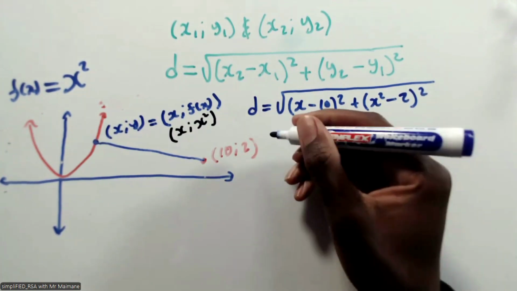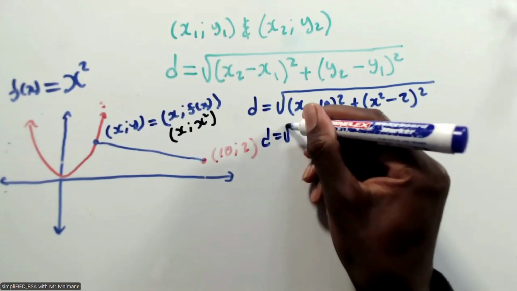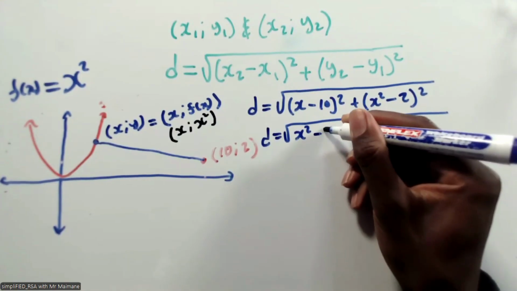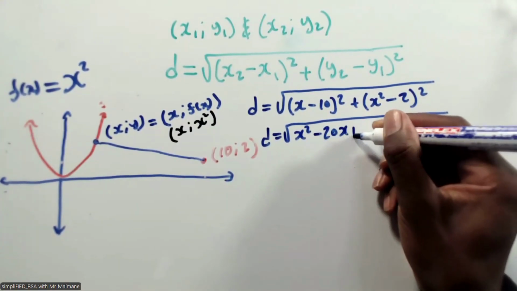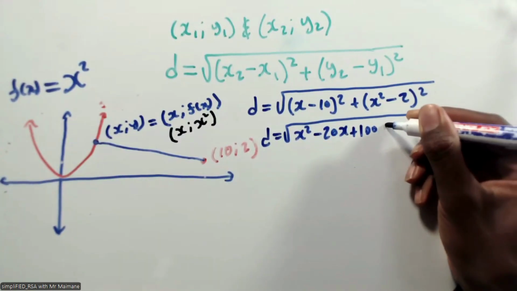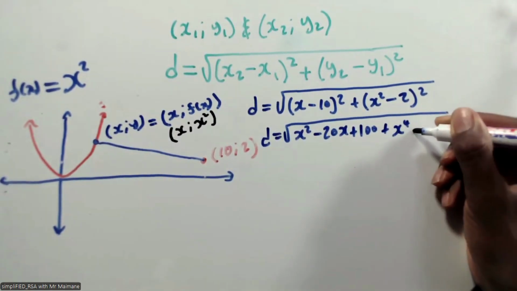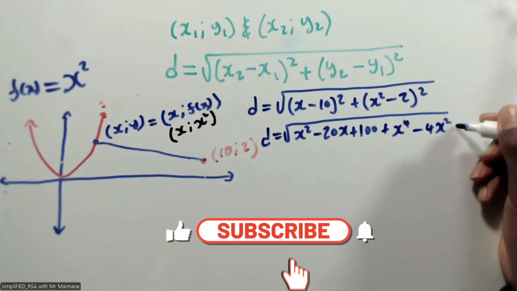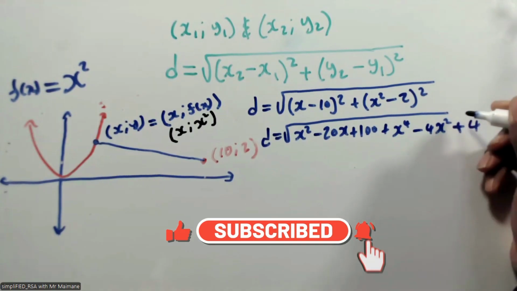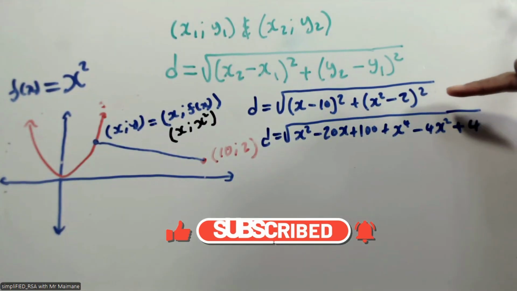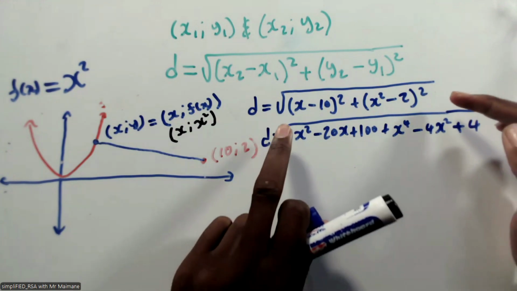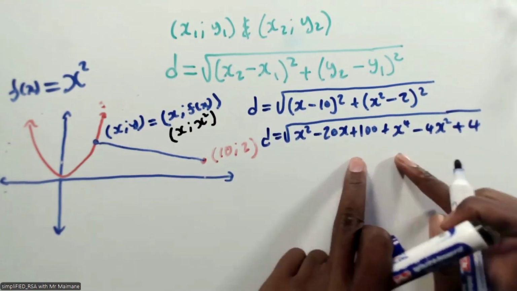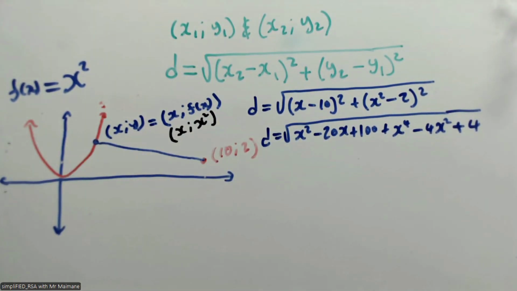And then I simplify what I have inside there. That would be x squared minus 20x plus 100 plus x to the exponent 4 minus 4x squared plus 4. If you don't understand what I did to move from here to here, you can just give yourself time and simplify what you have inside there and see if you're going to get the same values as this. But somehow I believe it would be the same.